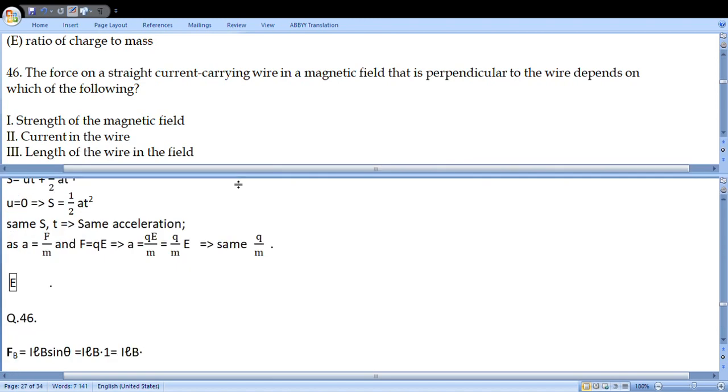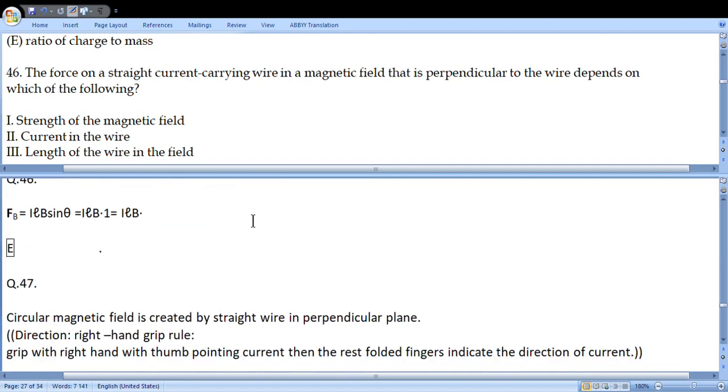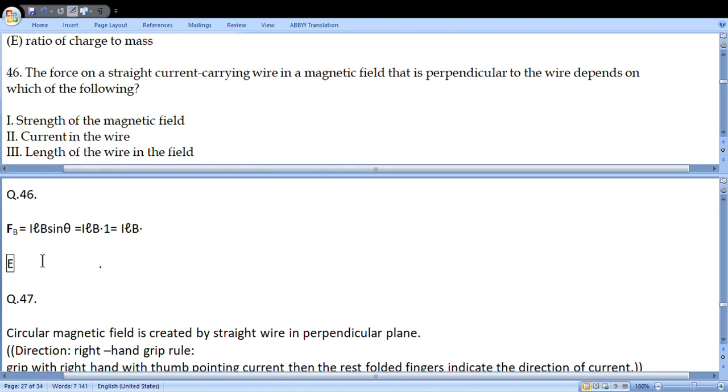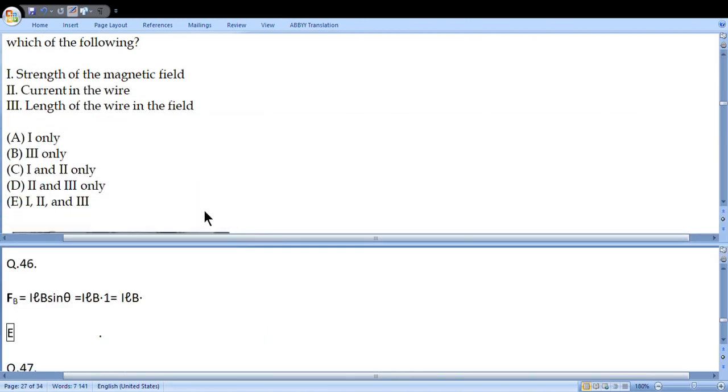The force on a straight current carrying wire in a magnetic field is perpendicular to the wire, depends on which of the following. So this is the formula for the force on a straight current carrying wire. The angle is perpendicular, so the angle is 90 degrees, so sine is 1. F equals ILB, so current, length, and field strength. Strength of magnetic field, yes. Current, yes. Length, yes. So all three are important. So all three are important is E.